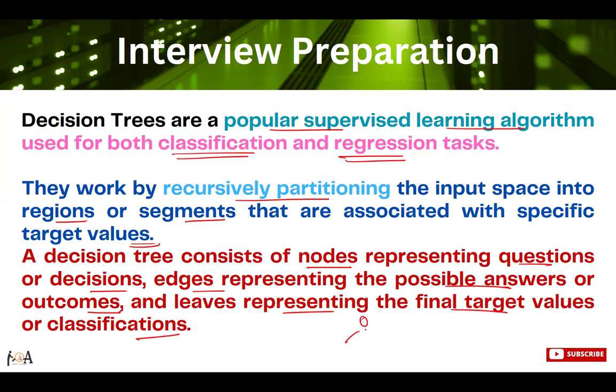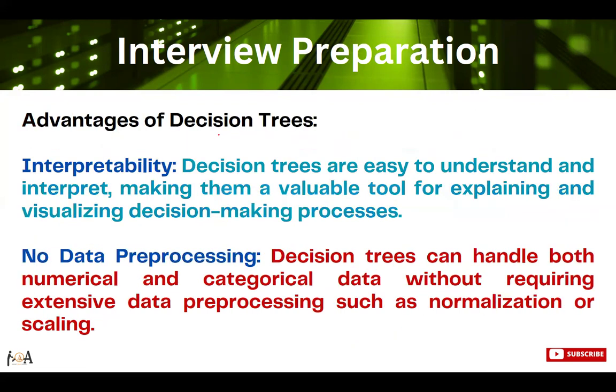So basically, if you are going to consider a decision tree, then the nodes are going to represent your questions or your decisions that you need to take. And these edges are going to represent your answers or the outcomes. And the final leaves, or you can say the leaf nodes, are going to represent the final output that you required, right? So what are various advantages for performing classification or regression tasks using decision trees?